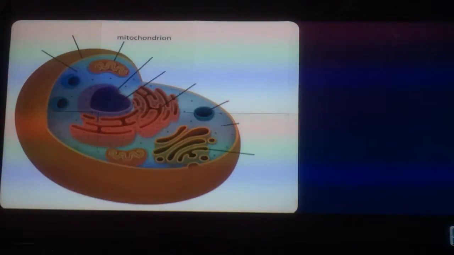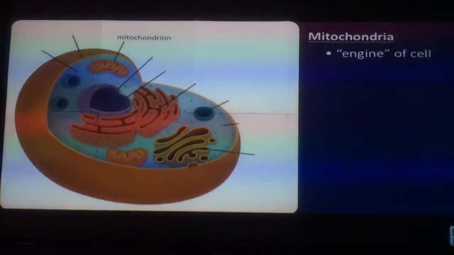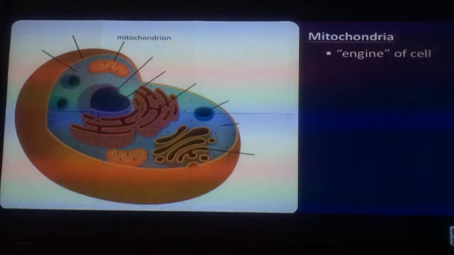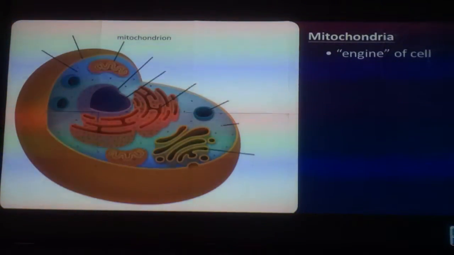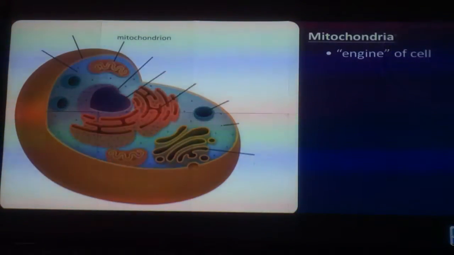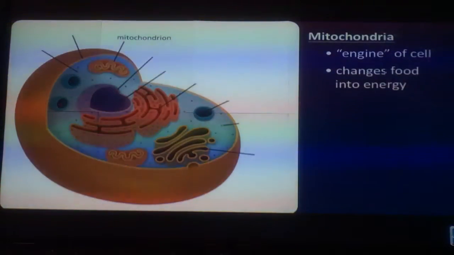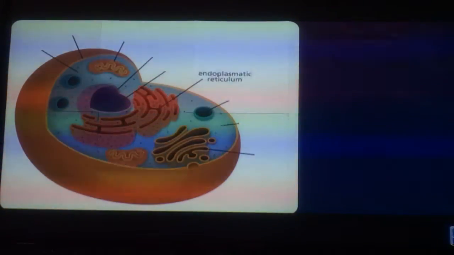The next one is called the mitochondria. Now, the mitochondria is what we know as the engine of the cell. You think of the word engine, it's very similar to the word energy. So this engine makes energy. It changes food into energy. Without energy, we cannot do work. Without energy, the cell cannot do its jobs.